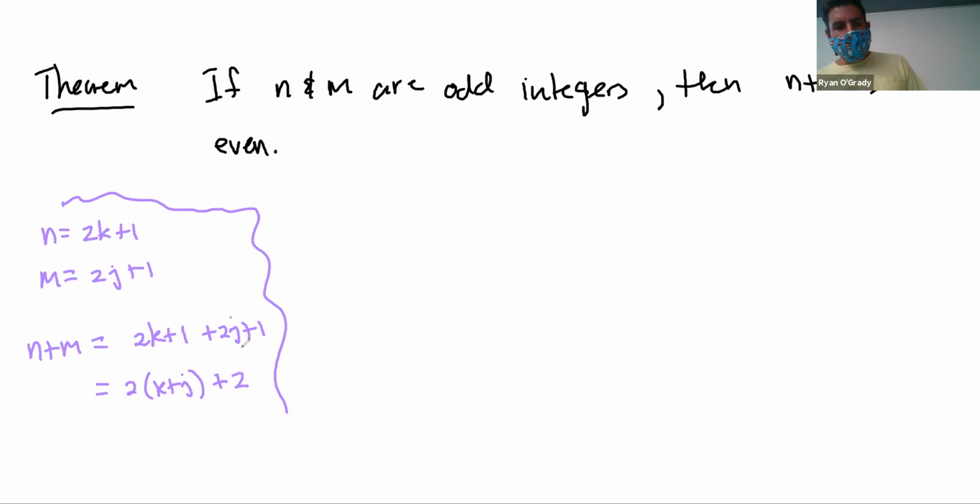Now, you might not see that right away, but I already see the end game. Maybe my experience is a little quicker than yours. So I factored out a 2 of k and j. And then I could even break this down further. This is 2 times k plus j plus 1. So now that gives me everything I need. I have now written n plus m as 2 times something. That means it's even.